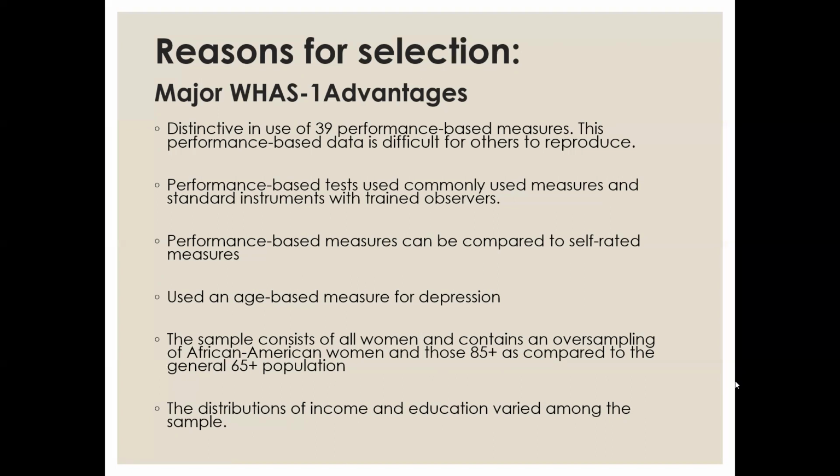And this study also used an age-based measure for depression that was really important to me. It wasn't a generic depression screener, it was for older women. And in this sample, we talked about how the sample is non-representative of the larger population, right? In this sample, the stratified sample, there was an oversampling of women who were African American and those who were 85 plus. So we had a larger percentage of women in the 85 plus and a larger percentage of women who were African American. And both the distribution of income and education varied.